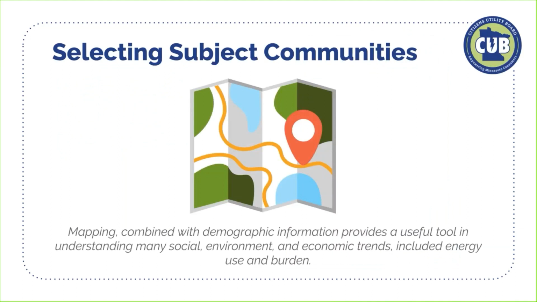The original intent of the study was to review participation levels in the Conservation Improvement Program among various demographic populations in the Twin Cities. However, the utilities weren't able to share this information with us. There's a combination of data collection and privacy issues that prevented us from accessing it. Because we weren't able to look at specific program participation rates in CIP, we used census data and sorted key factors to identify communities that were most likely to benefit from improvements in existing energy efficiency programs. We took on mapping combined with demographic information to develop a tool to understand many of the social, environmental, and economic issues and trends, including energy use and energy burden.